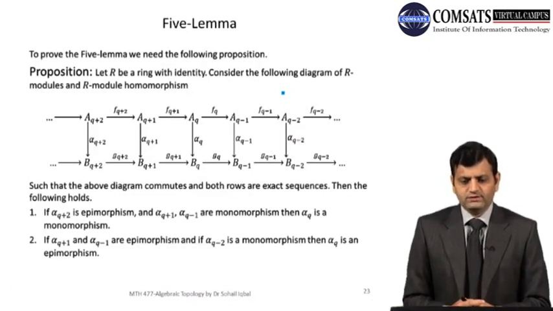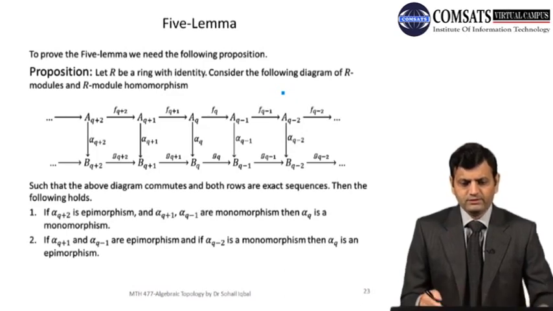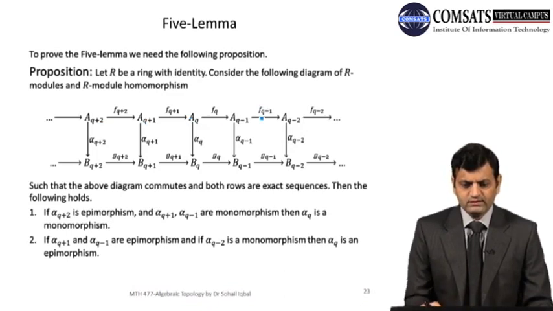So now we are going to use all this discussion to prove our main result of today's lecture. This is called the 5 lemma. To prove the 5 lemma, we need the following proposition. The proposition says that if we have the following sequence of R modules and R module homomorphisms, then we have the following result. Now we are concentrating on this middle column.